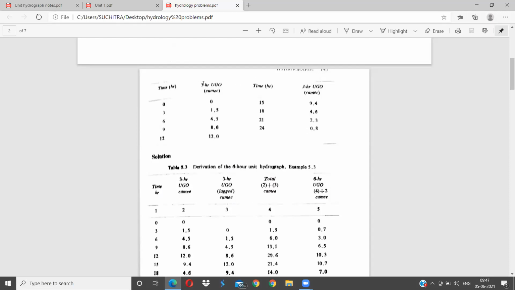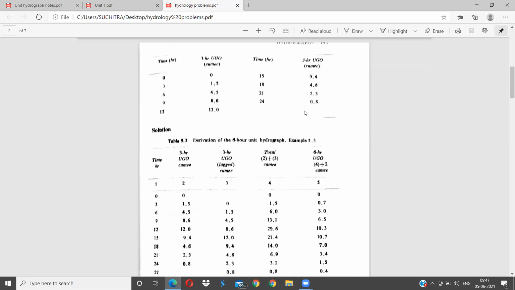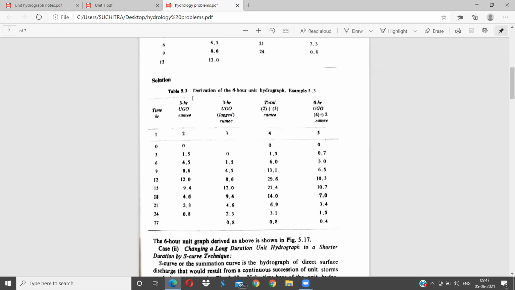So now here you have been given a 3-hour unit hydrograph and you require a 6-hour unit hydrograph. Now this is the solution, the derivation of a 6-hour unit hydrograph from the given 3-hour unit hydrograph. In the first column is the time in hours, that is 0, 3, 6, 9 up to 24. Now the 3-hour unit hydrograph ordinates are given here, in cumecs: 0, 1.5, the last being 0.8 at the 24th hour. Now, the 3-hour unit hydrograph lagged by 3 hours.